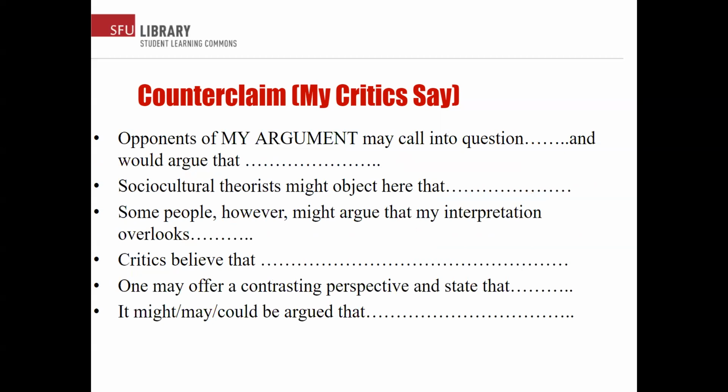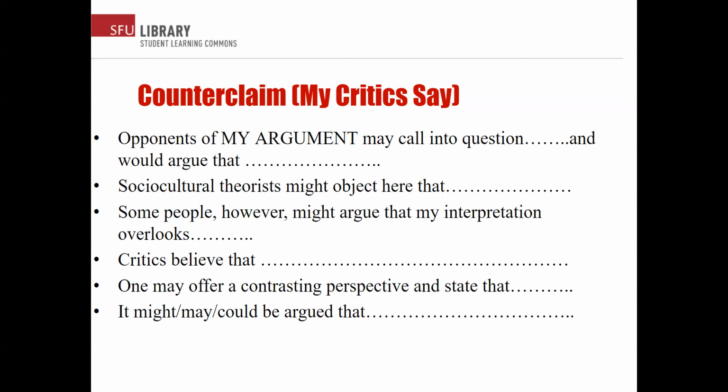Opponents of my argument may call into question, and then write down your argument, and would argue that, and then here you write down what they would argue. Sociocultural theories might object here that. So explain why sociocultural theories might disagree with you, what they say and why they disagree with you. Some people, however, might argue that my interpretation overlooks. Then you write down why and how.